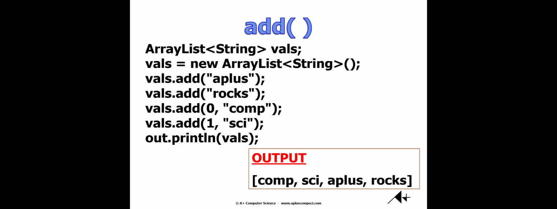The add method has 2 versions. You have an add that takes just the value, and you have an add that takes a location and a value. When you're using the add that just takes in the value, it adds the item at the end of the ArrayList. So whenever we created this ArrayList and added A+, and then added rocks, and you were to print it at that point, it would print out A+ rocks. And then when you add 0 comp, it would put comp at the beginning and shift A+ and rocks towards the end one time. And then when you added in psi, it would put psi in between comp and A+, and you would end up with comp psi A+ rocks. So this is using both versions of the add method.